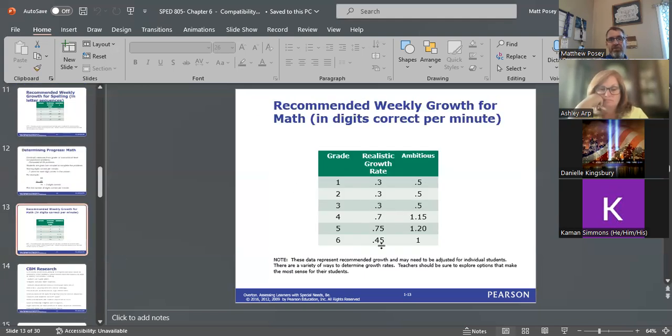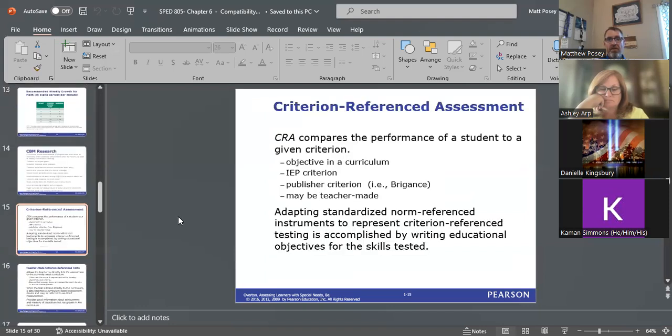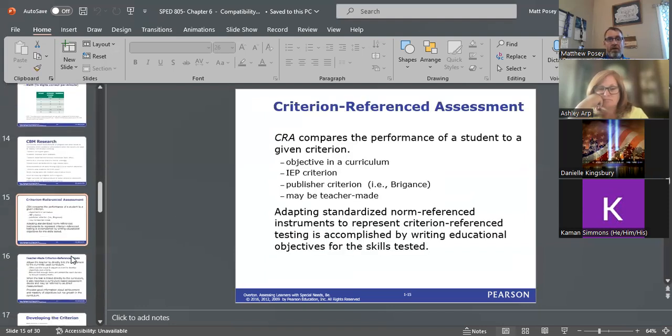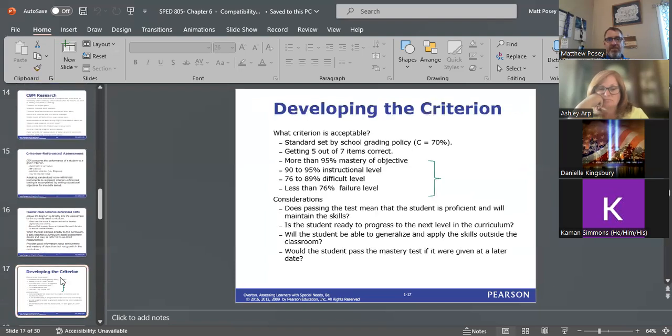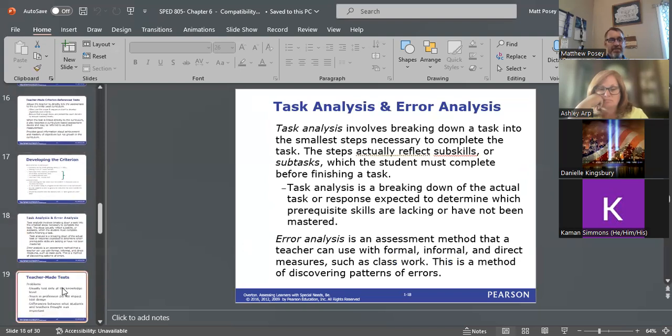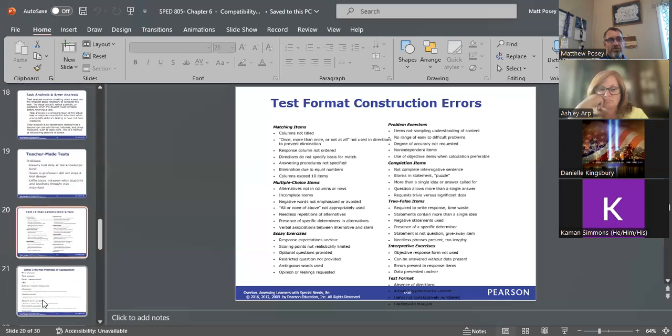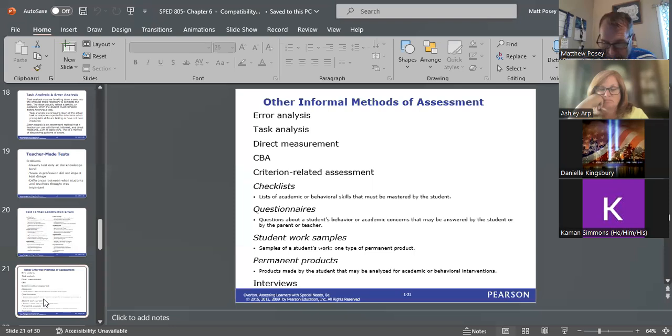Here is weekly growth for math digits correct per minute. Okay, it's a suggested growth rate. All right, I was trying to see if there's any other slide I wanted to share with you. I just kind of wanted to go with those main things to get you thinking about it as you move forward. You can do a teacher-made test on this. You can go to a couple websites that I'm going to give you. I'm going to tell you about those. I'm going to stop screen share quickly.